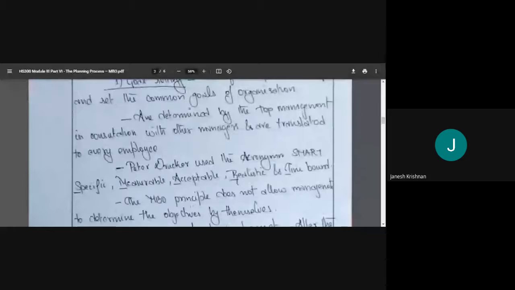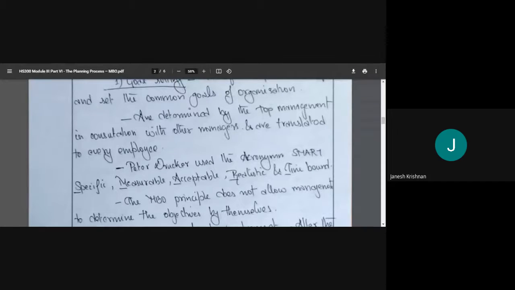After what happens is, once it is decided, then it should be transferred to the employees. Every employee should know that. Okay? It's not that some people should and others shouldn't. Everyone concerned should know about it.